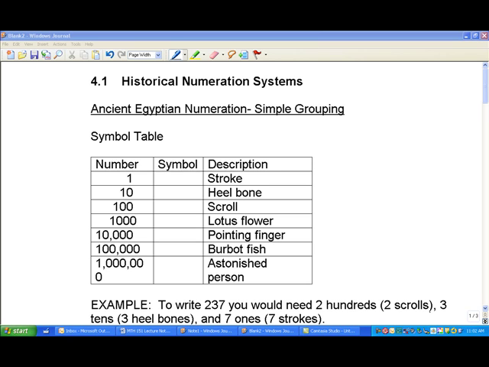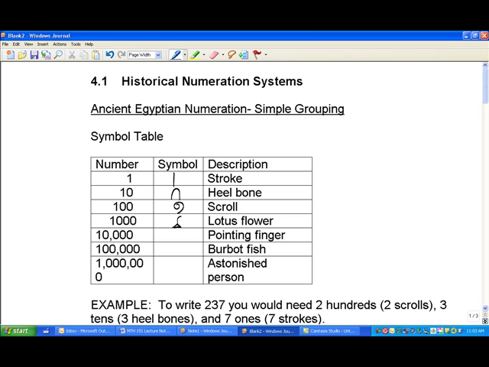But we begin with one of the oldest systems that we have. This system is the ancient Egyptian numeration system, and it makes use of what we call simple grouping. In their system, they had a symbol for the number 1, which was just a simple stroke. And then to represent 10, they used a heel bone. And to represent 100, they used a scroll. To represent 1,000, they used a lotus flower.